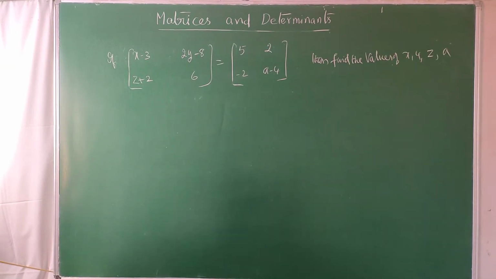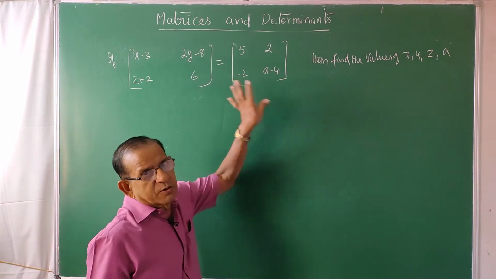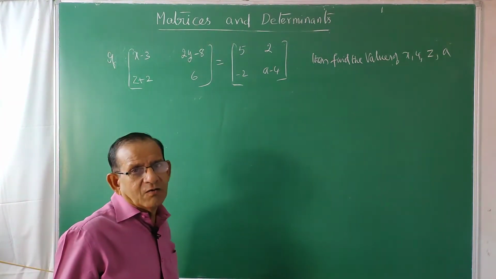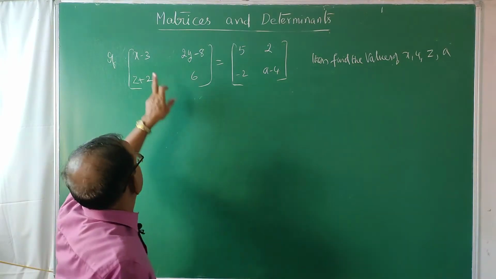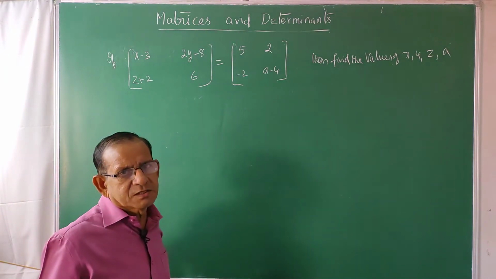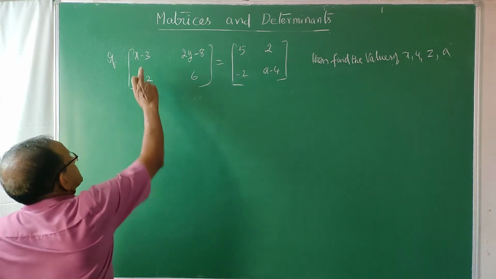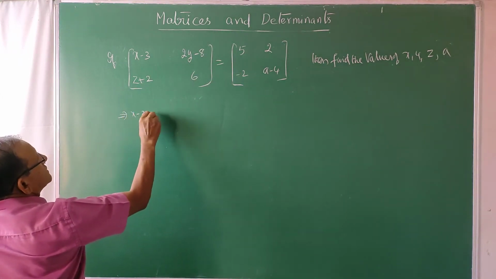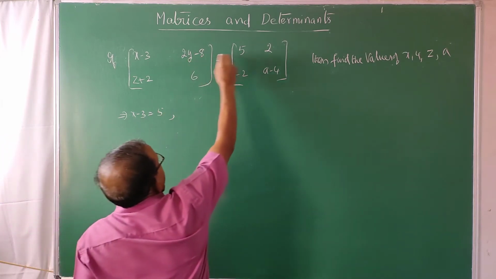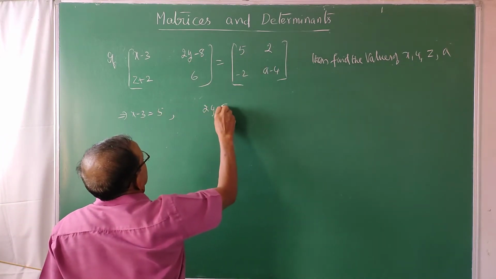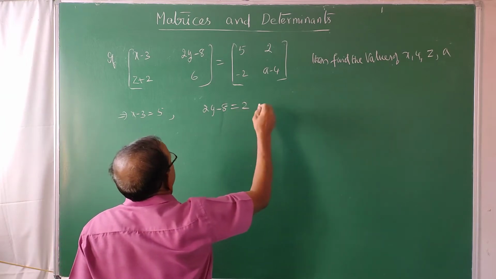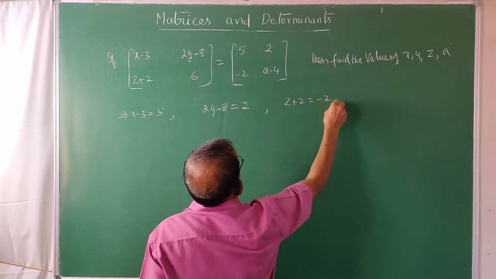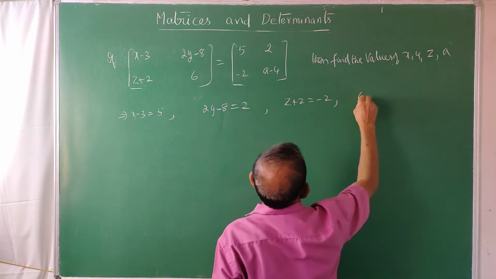Now see this question, this matrix is equal to this matrix. There are some unknowns x, y, z and a. What are those values? Now you have to equate the corresponding elements of both the matrices. So first element is equal to first element here. That implies x minus 3 is equal to 5, 2y minus 8 is equal to 2, z plus 2 is minus 2, and 6 is equal to a minus 4.